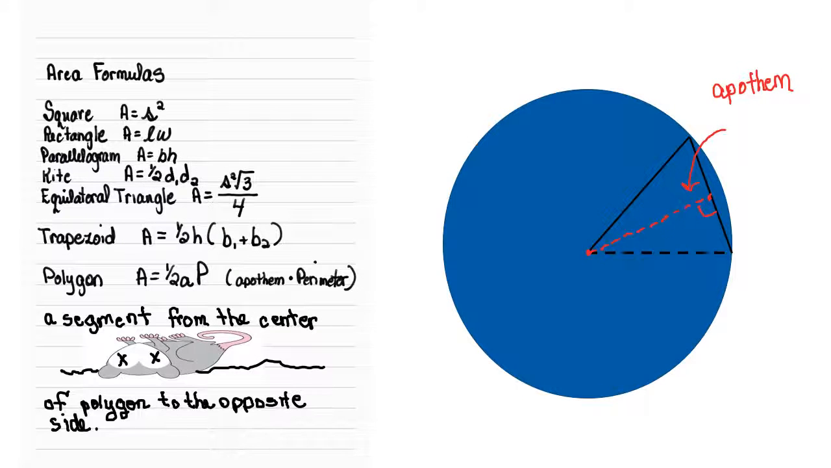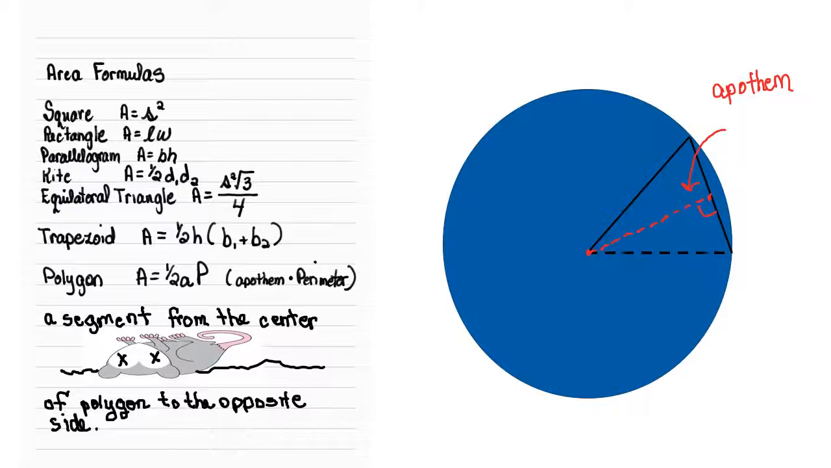These are good formulas to know with quadrilaterals. A square. The area equals the sides squared. Rectangle. Area equals length times width. Parallelogram. Area equals the base times the height. To find the height of a parallelogram, you have to think about a right triangle. A lot of times you'll use the Pythagorean theorem here.